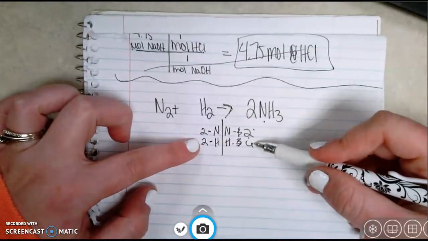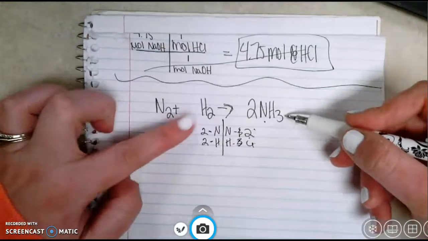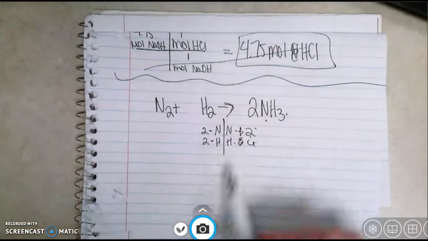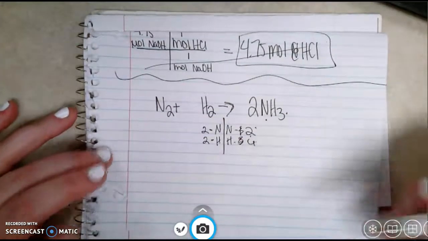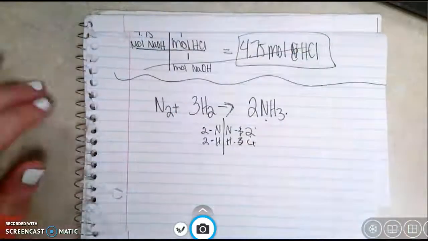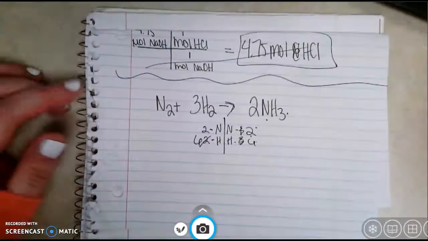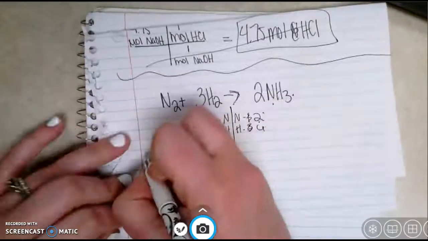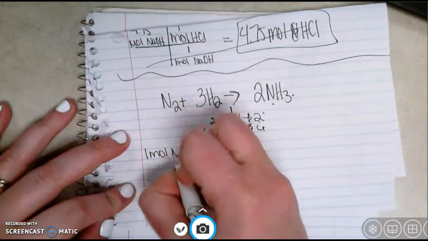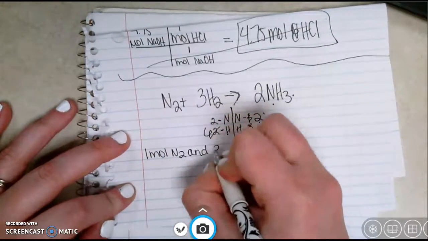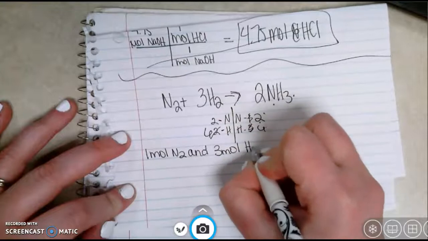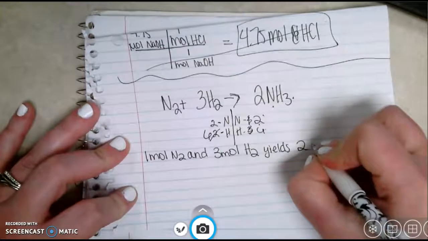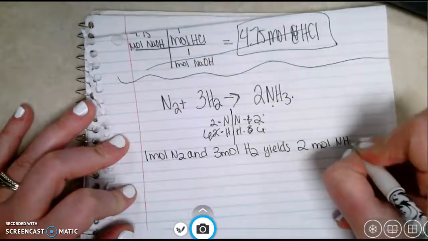Now I have to mess with my hydrogens. I have 6 over here and 2 over here. This one's pretty easy because it's just a hydrogen on its own. If I have H2 and I need it to be 6, I can put a 3 in front. That makes it 6, and now the equation is balanced. Then I'm going to write it out where I have 1 mole of N2 and 3 moles of H2, and that will yield or make 2 moles of NH3.